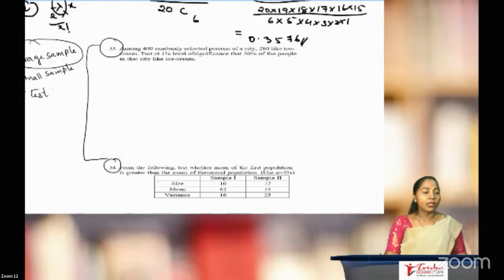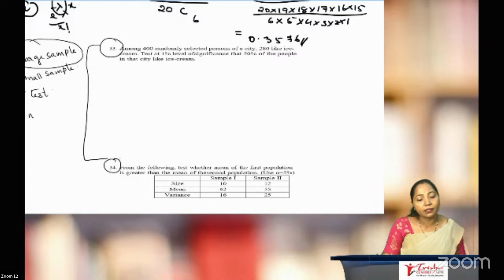Now, large sample test. How many formulas did you study under large sample test? 4 formulas, yes. So, 4 applications we can say. What are the 4 applications? Now, why do we say it as a large sample test? What is the difference between large sample test and small sample test? What sample size is considered as large?